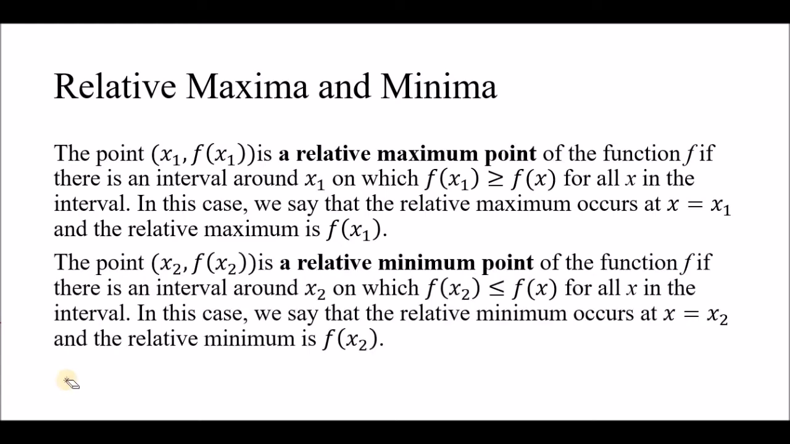The point x2, f of x2 is a relative minimum point of the function f if there is an interval around x2 on which f of x2 is less than or equal to f of x for all x in the interval. In this case, we say that the relative minimum occurs at x equals x2, and the relative minimum is f of x2. In other words, a point is a relative minimum if there is an interval that contains that point and every other point on the graph is higher than that, or it is the lowest point on that interval.